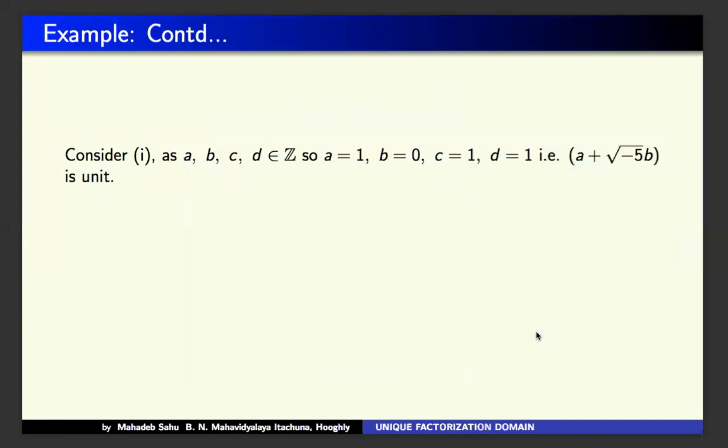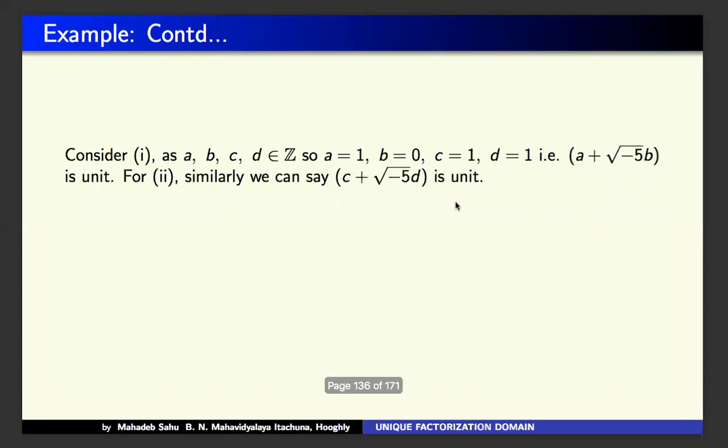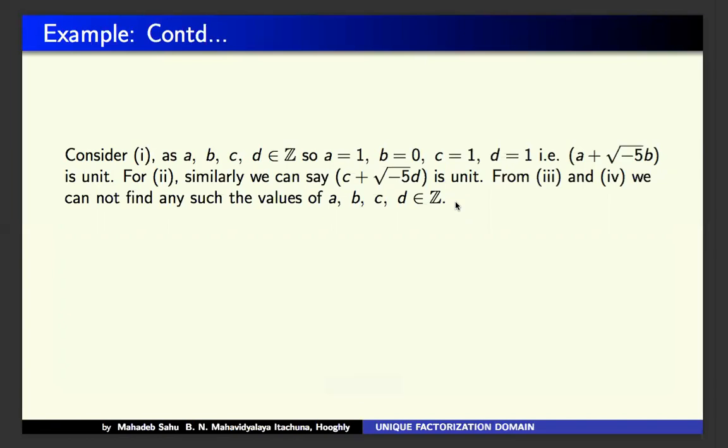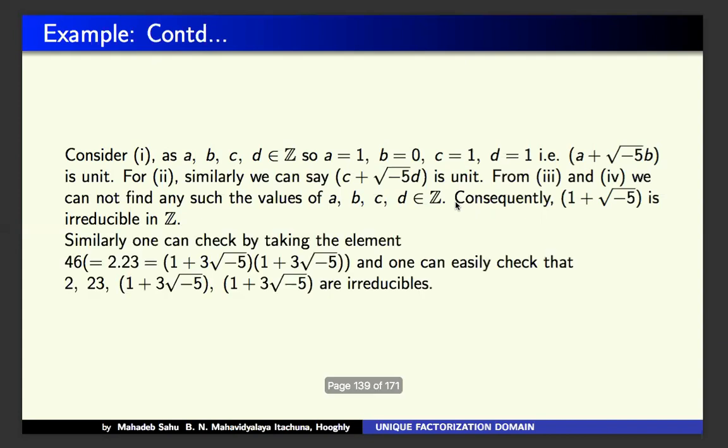For case 1, you just calculate and get a equal to 1, b equal to 0, c equal to 1, d equal to 1. So a plus b root minus 5 is then a unit. For case 2, c plus d root minus 5 becomes a unit. From cases 3 and 4, we cannot get any such values of a, b, c, d belonging to Z. Therefore, 1 plus root minus 5 is irreducible in Z[root minus 5].